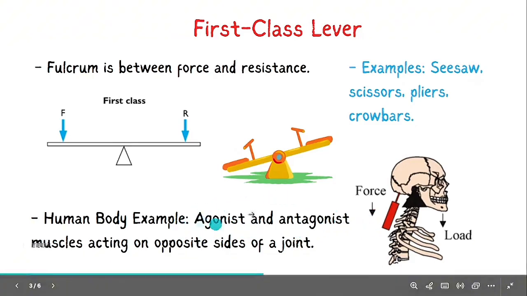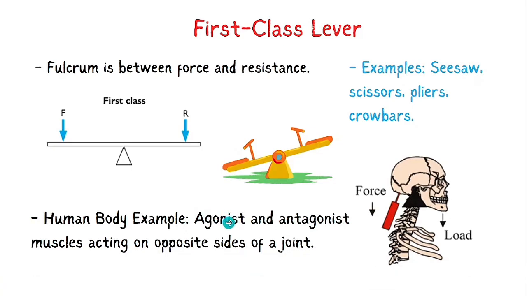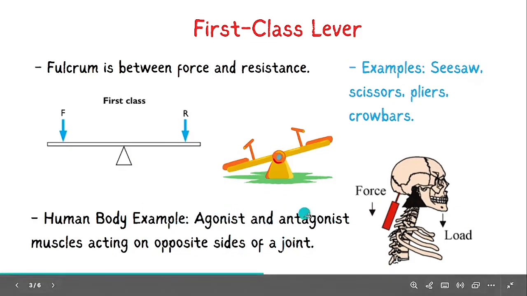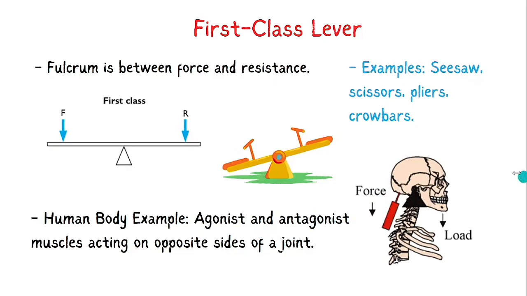What is an agonist muscle? An agonist muscle is a muscle that contracts to create a movement. An antagonist is the muscle that relaxes or lengthens to allow the movement. These two muscles work in opposition across a joint. For example, neck extension at the atlanto-occipital joint when you are nodding your head. Here, the fulcrum is the atlanto-occipital joint where the skull meets the spine.